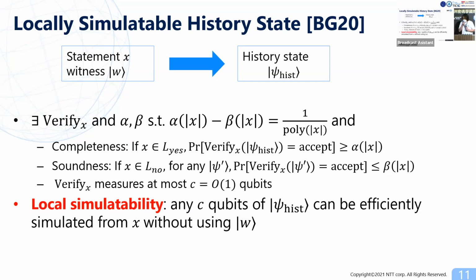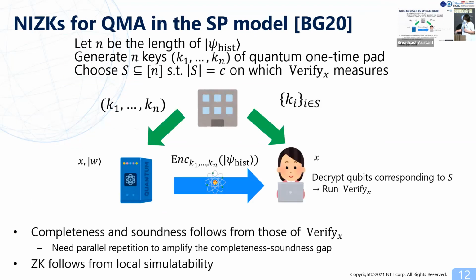And the work by Broadbent and Grilo showed how to generate such a locally simulatable history state from any statement and witness pair of QMA problem. So based on such a locally simulatable history state, they constructed NISQ for QMA in the secret parameter model as follows. So let n be the length of the history state.